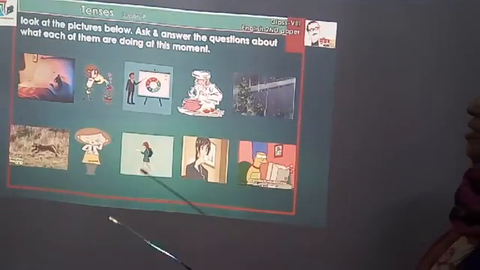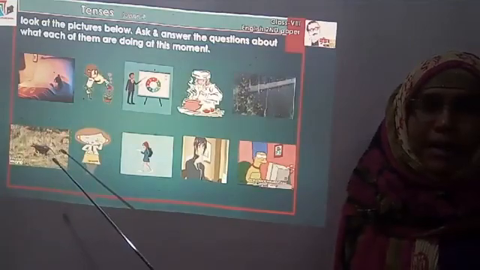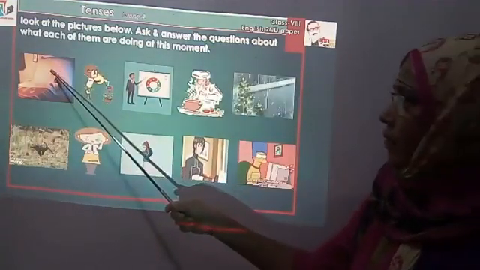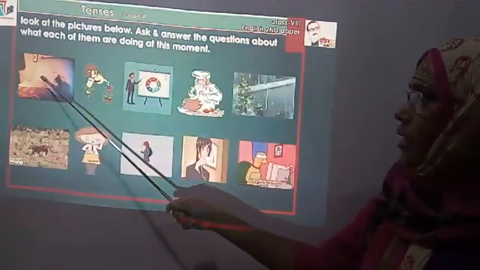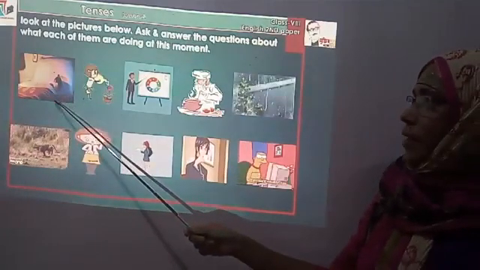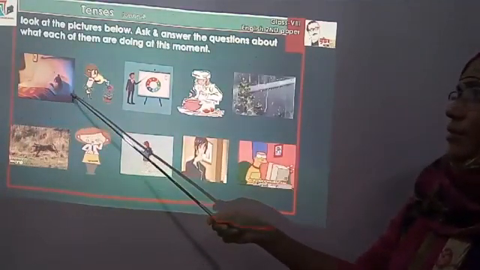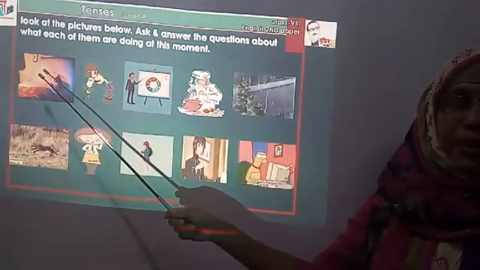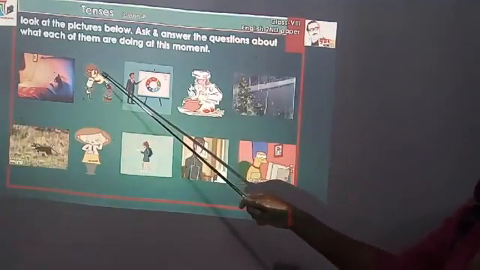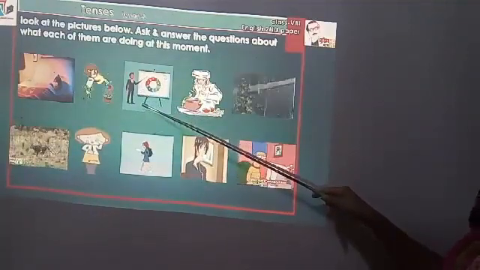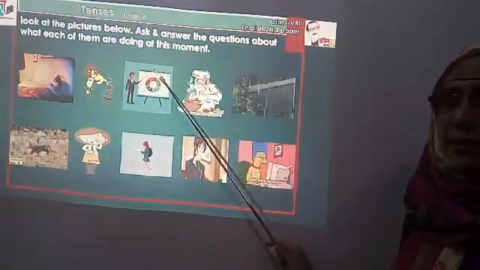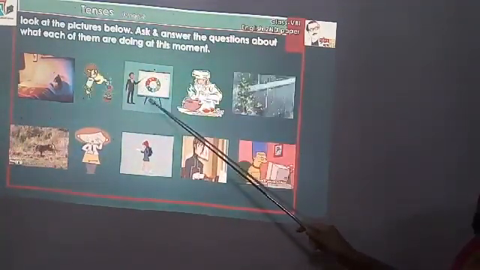Let's see more pictures. Look at the pictures below and ask and answer. Look at this picture. You can see a baby here. What is she doing? You have to guess, looking at the picture. What is she doing here? There is a man, so I think you can guess who he is.